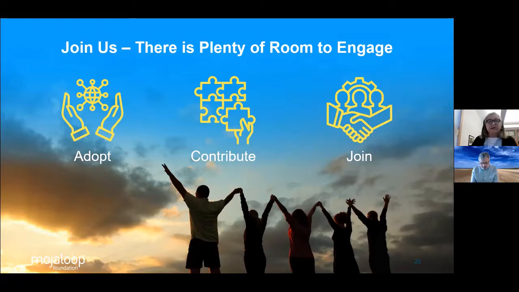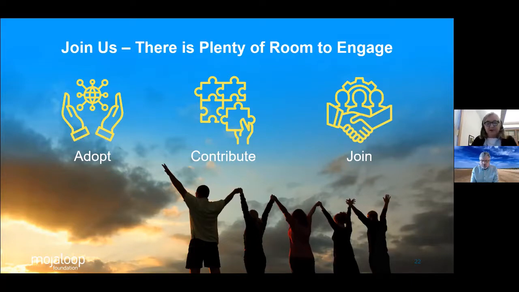And it's not just coding. There's testing that needs to be done. There's documentation that needs to be updated. There's evangelism that needs to be done. So if you want to be an ambassador for the Mojaloop Foundation, we'd be happy to have that contribution as well. And then finally, you can join the Mojaloop Foundation.